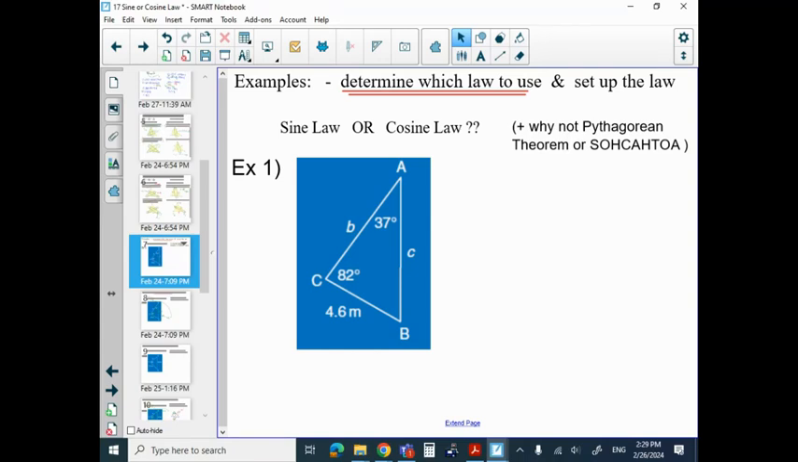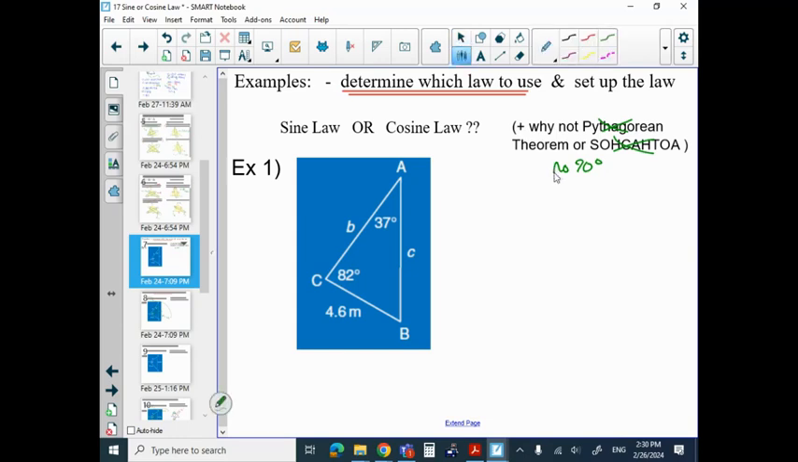Okay. So in example 1, are we using sine law or cosine law? And I threw in there as well, can we use the Pythagorean theorem or SOHCAHTOA, in which case you're looking at this question. Let's pause the video, but if you're coming back and you're saying, okay, looking at this question, there's no 90 degree angle, right? So Pythagorean theorem or SOHCAHTOA are straight out as usual, the normal versions of them aren't doable. Now let's take a look and see what we have.